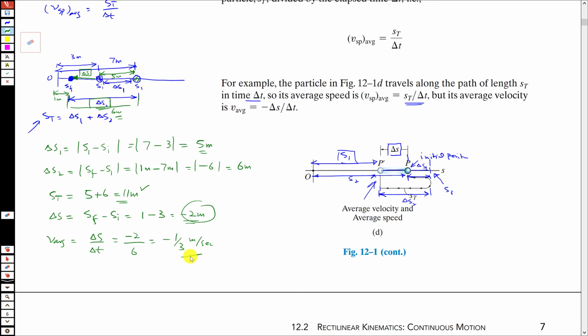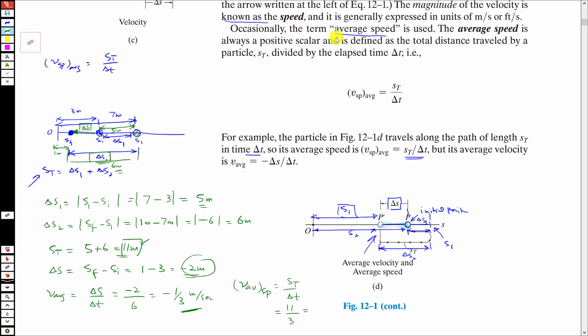So this is the average velocity, and if you want to find the average speed, the average speed will be total distance divided by total time taken, right. So the total distance in this case is 11 meters, so 11 divided by the total time taken, let's say, 3 seconds. So 11 by 3 is the average speed, and minus 1 by 3 is the average velocity. So the average speed is always a positive scalar, and it is defined as the total distance traveled by the particle divided by the elapsed time, right. It will always be positive since the total distance traveled is always positive, and the time is always positive.